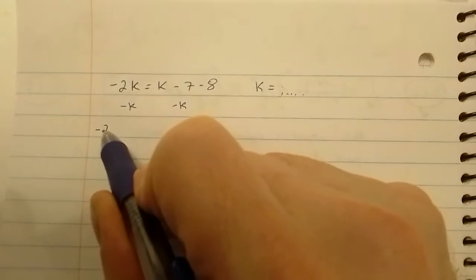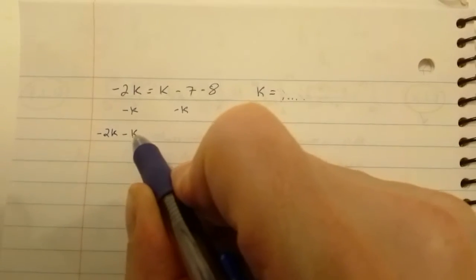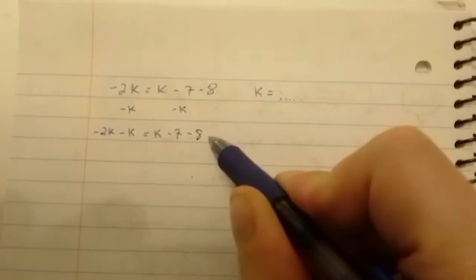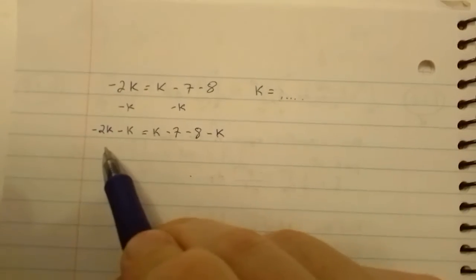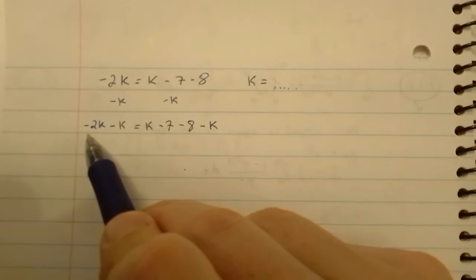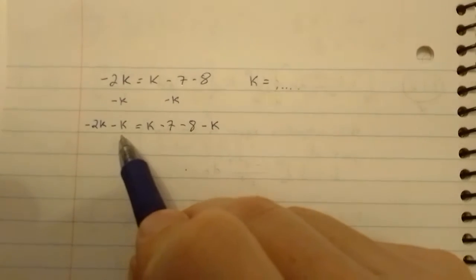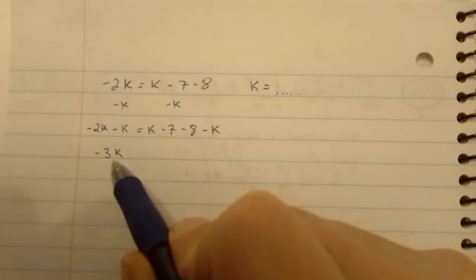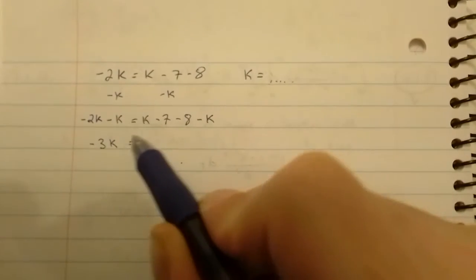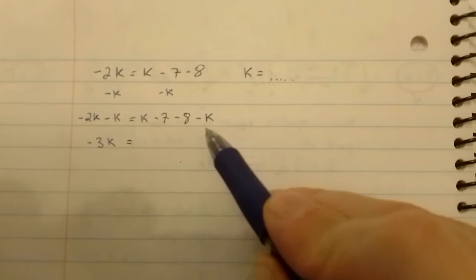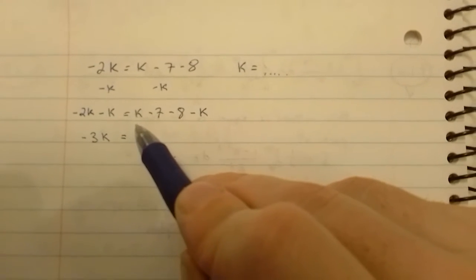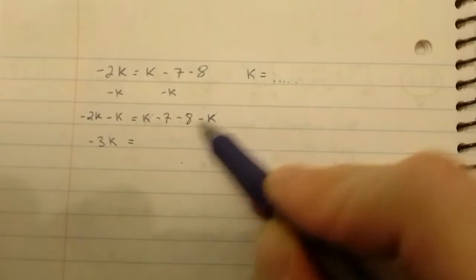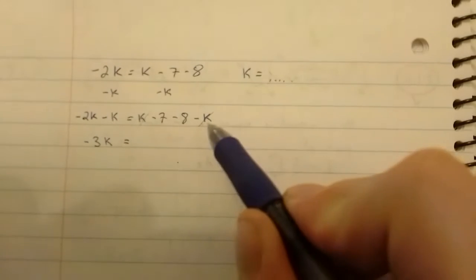So this would look like minus 2k minus k equals k minus 7 minus 8 minus k. So now on the left side I have two negative k's and one more negative k. So that is the same thing as 3 negative k's, minus 3k, equals, now on this side I have one positive k and one negative k, so it's like I owe you $10, you owe me $10, and so we're even. There's no more k's.